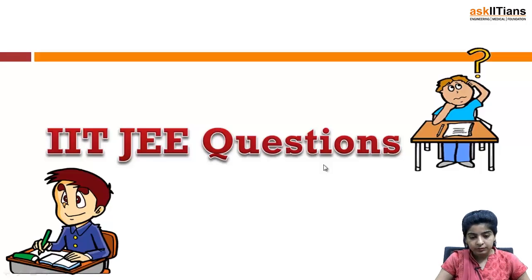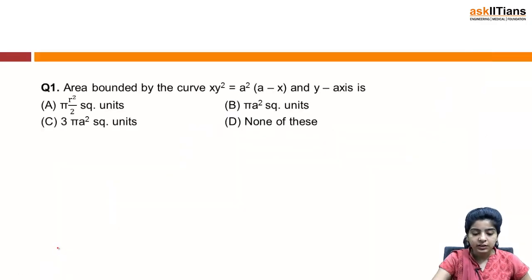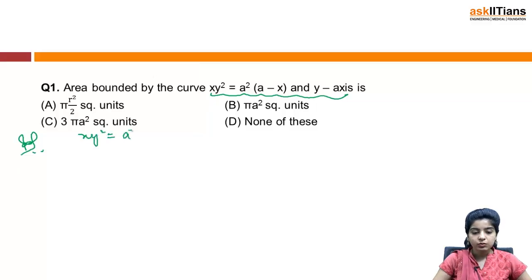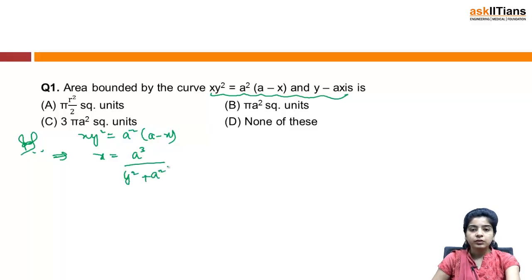So let's begin. The first question that we have says, area bounded by the curve x y square equal to a square (a minus x) and the y axis is what? So again the curve is x y square equals a square (a minus x). This is the given curve, which means x would be equal to a cube by y square plus a square.